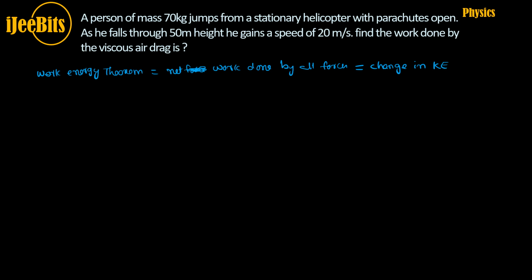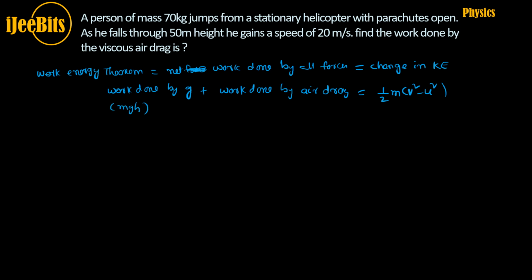When you say net work done, it means the work done by gravity plus the work done by air drag is nothing but the change in kinetic energy, half m v square minus half m u square. That is what you have to solve, and this is what they ask. Work done by gravity we know is mgh, right? What is the value? M is 70, g is 10, and h is 50 meters.